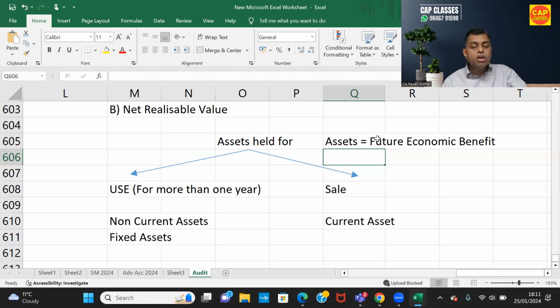That means the future economic benefit of machine will come by usage. The future economic benefit of inventory comes by sale. Simple. Isn't it basic logic? The future economic benefit of buffalo comes by using it, not by selling it. The future economic benefit of milk comes by selling it, not by using it. This is the difference between current asset and non-current asset.